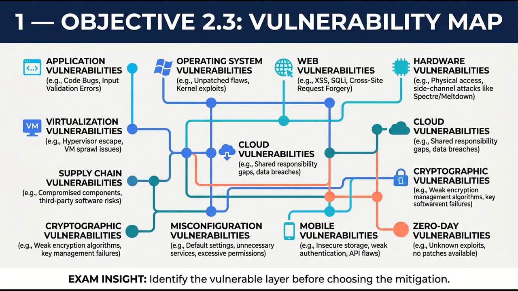First, identify the vulnerable layer. Second, identify the condition that makes exploitation possible. Third, determine the likely impact. Fourth, select the control that addresses the root cause. Input validation helps injection risk, but it does not replace an end-of-life device. Patching fixes known code defects, but it cannot correct every unsafe business configuration. Throughout this lesson, connect layer, weakness, impact, and mitigation.